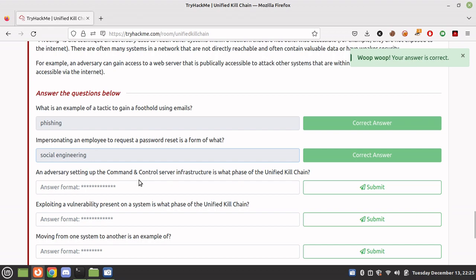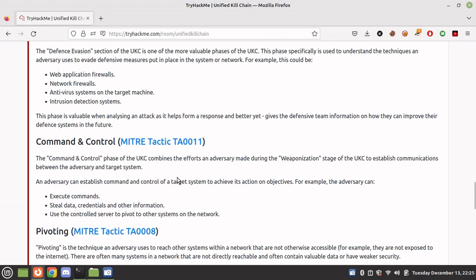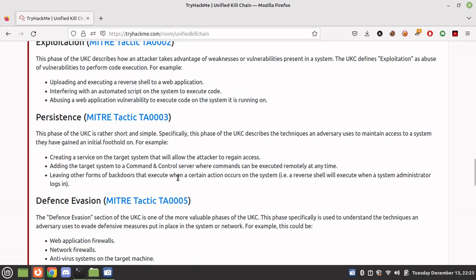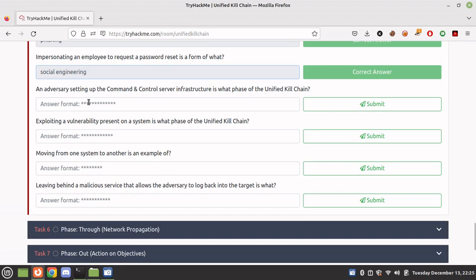An adversary setting up the command and control server infrastructure is what phase of the unified kill chain? Command and control server. It will basically be command and control, I think so. Okay, let's type that, command and control. Basically, okay, the answer is wrong. An adversary setting up the command and control server infrastructure is what phase?